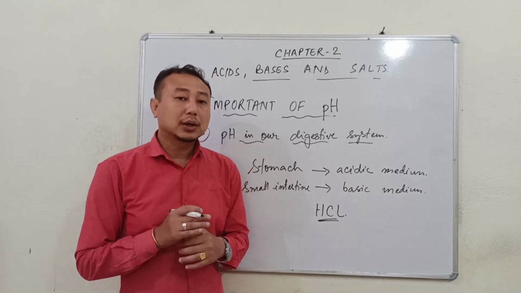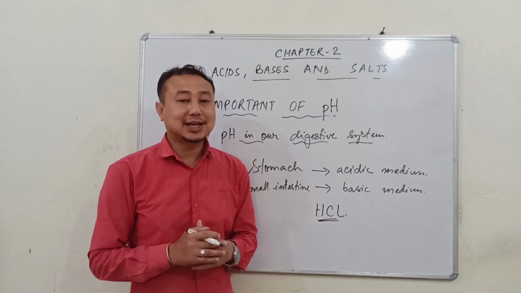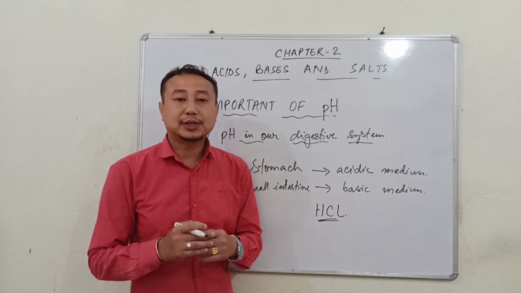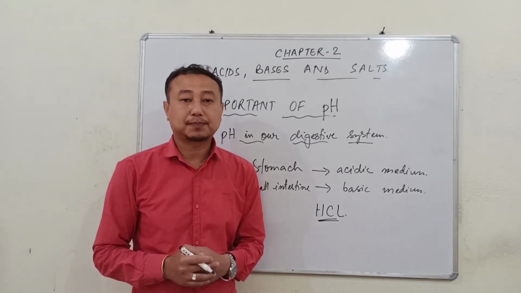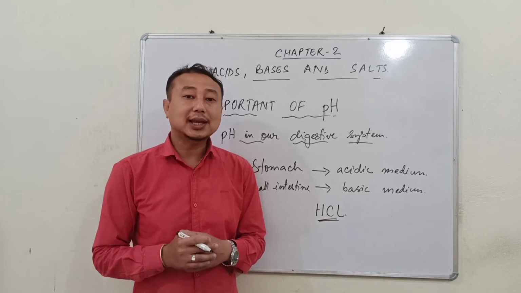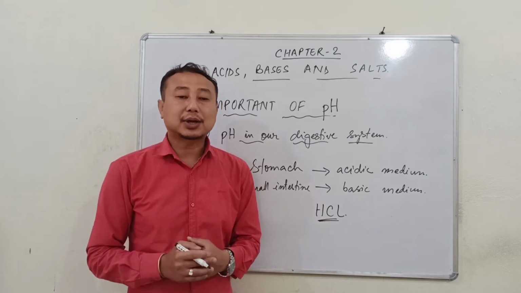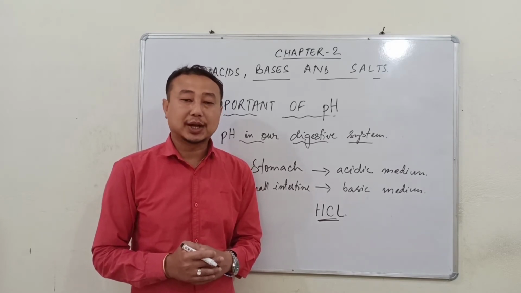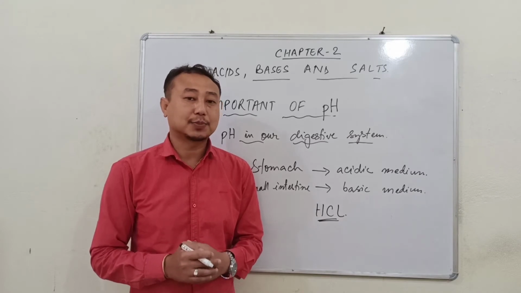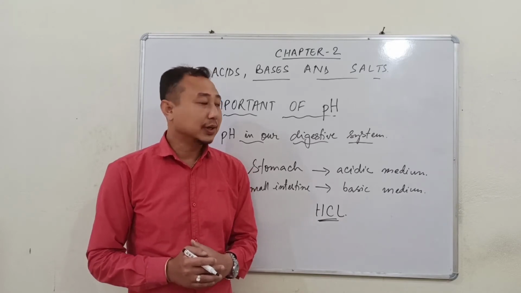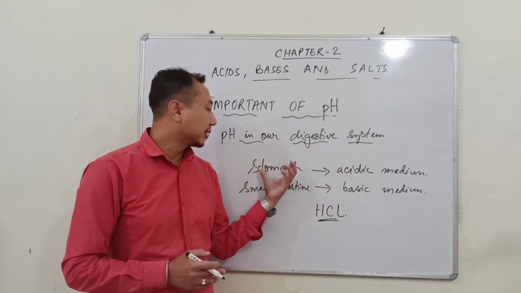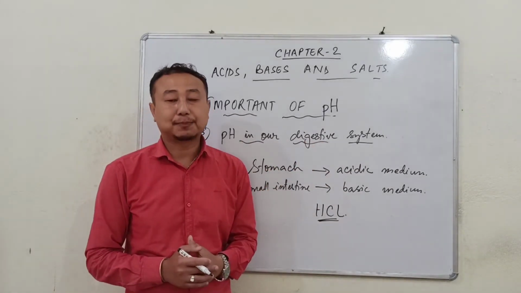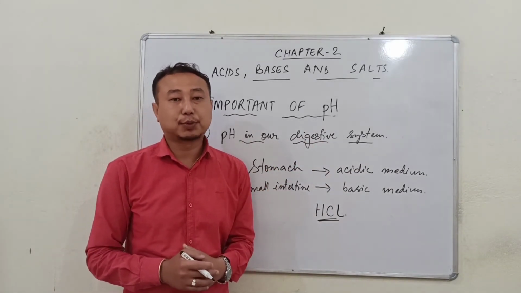So in order to control or cure this acidity, we consume a basic substance known as antacid. Antacid means anti-acid. The most common antacid that we consume is milk of magnesia, which actually is magnesium hydroxide. So this is about the effect of pH in our digestive system. Now let's come to the next importance.